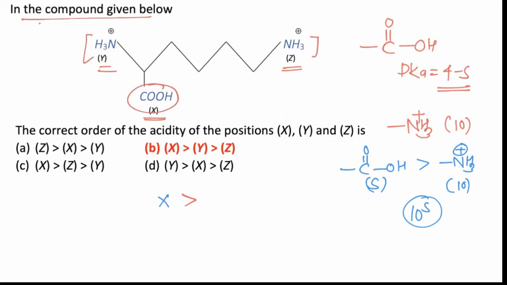Now this COOH group will have a minus I effect on both NH3 positive groups, but the minus I effect is distance dependent. So minus I will be more applicable on Y because it is closer to the NH3 group. So after X, then Y and then Z, and hence the correct answer is B.